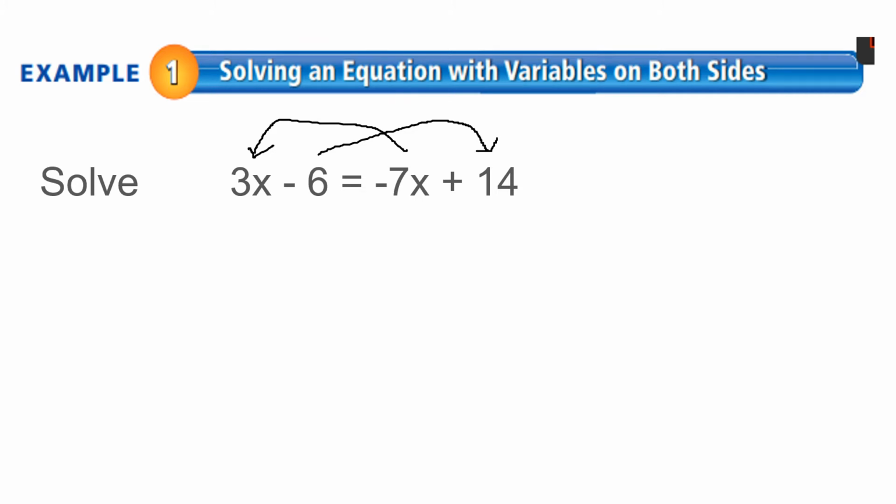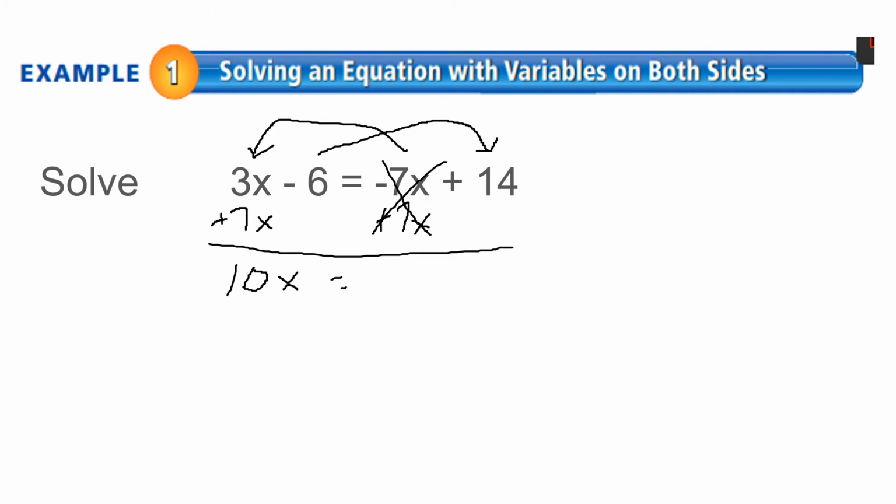So we're going to get rid of this negative 7x by adding 7x on both sides. On the right side, it's going to cancel out and become 0. On the left side, 3 plus 7 is 10. Keep the x. Our negative 6, the inverse of minus 6 is plus 6. Do the same thing on the other side to keep it balanced. That's going to cancel out and become 0. That's going to leave us with 14 plus 6, which is 20, on the right side.